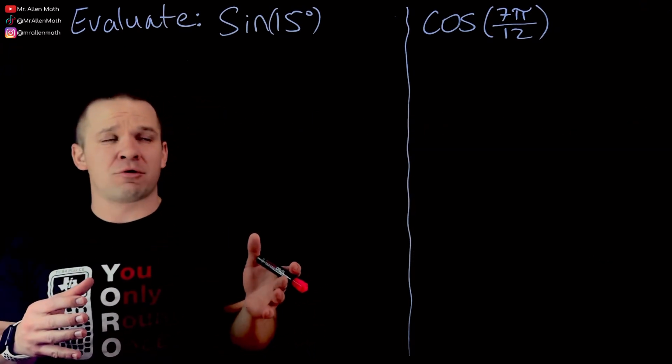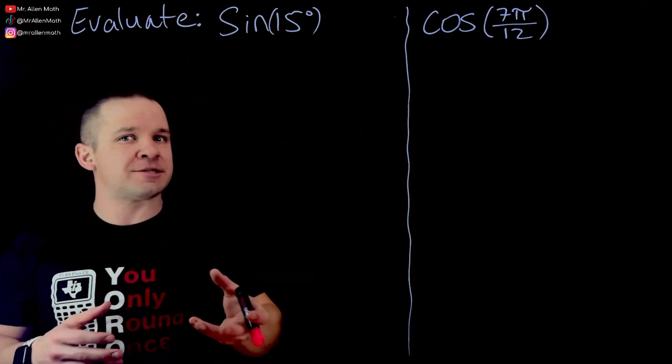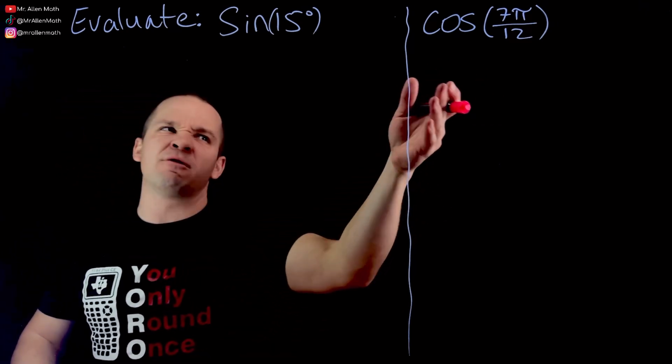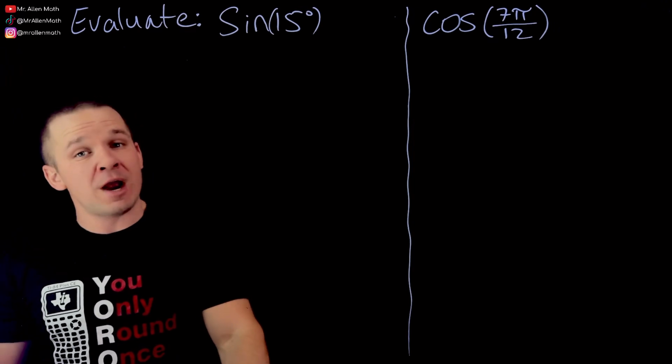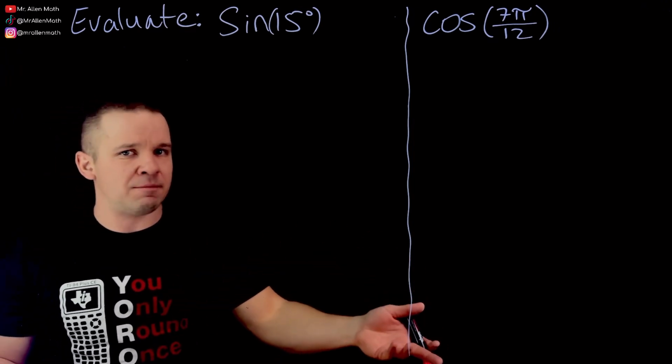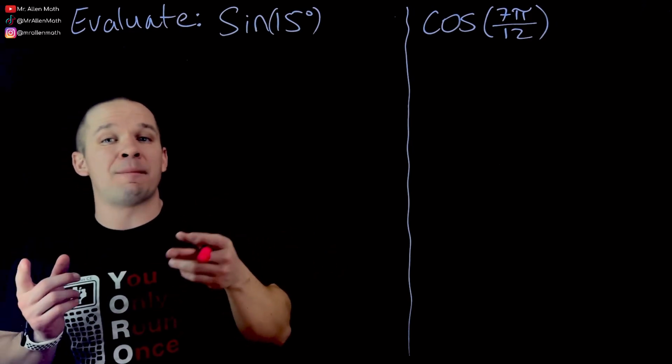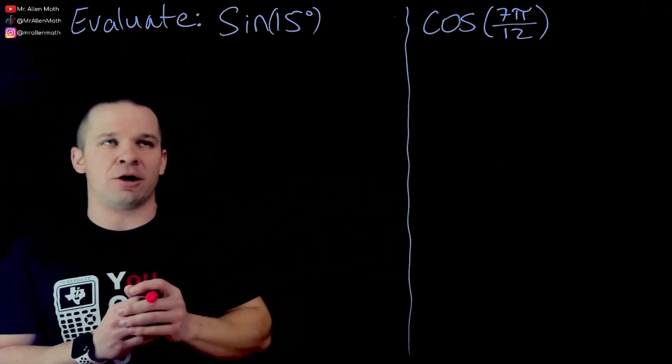So oftentimes you'll come across some of these weird angles that aren't your nice 30, 45, or 60 degree reference, or pi over 6, pi over 4, pi over 3 reference if you're in radians, but you're asked to evaluate them, and you need a special formula to do so. In these ones, we're going to use the sum and or difference formulas, depending on the angle that we're working with.